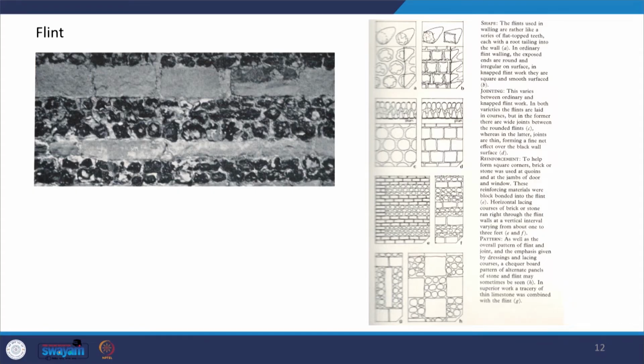This again is what we call flints. And the flints basically are the walling material. They are basically flat-topped, tooth-shaped stones, with the root tailing into the wall. So that's where you can actually see here. And this is how they follow different bands. When we are using smaller structures, we follow horizontal bands, because that gives a kind of bonding to the whole wall structure.